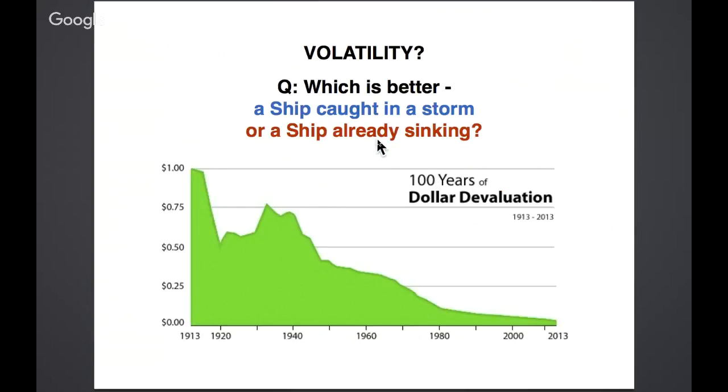So, which is better? A volatile ship caught in a storm, or a ship guaranteed to sink? And this is what's happening with the dollar. This is a 100-year chart going from 1913 to about 2013, when our Bitcoin story starts. Bitcoin is a little older than that, but our story starts 2013 onwards, looking at the charts.